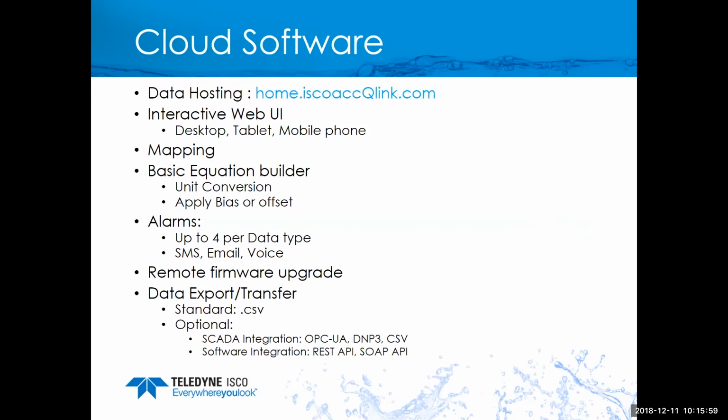Able to upgrade the firmware remotely via the website, just automatically upgrade. Also have the ability to export data out as CSV or to FlowLink Pro if necessary. A lot of customers already have FlowLink Pro servers, so the ability to bring in data from the AcQLink into their own FlowLink servers is very beneficial to them. Optional as well is OPC UA, DNP3, and CSV with SCADA interface. So those are possibilities for getting that information directly into your SCADA network.